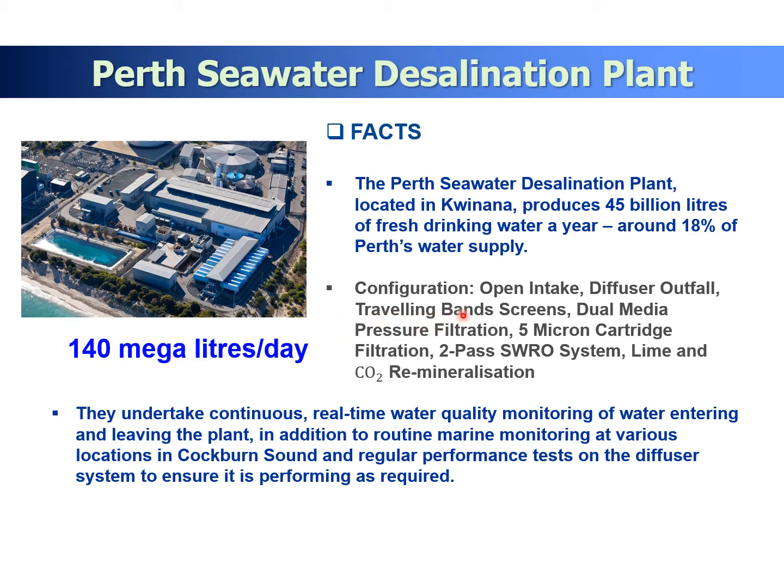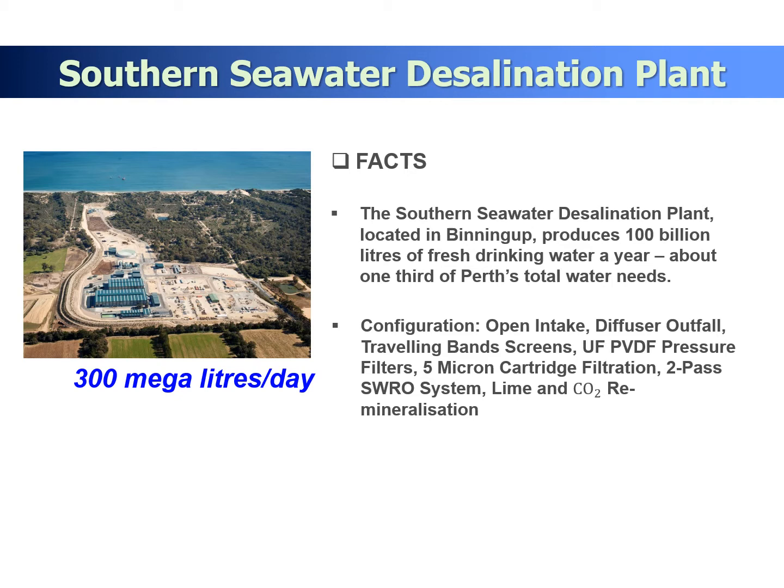this plant has band screens, dual media filtration, 5 micrometer cartridge filtration, a second pass seawater reverse osmosis system, and lime and CO2 remineralization. The Southern Seawater Desalination Plant is very closely located to the Perth Desalination Plant, 300 megaliters per day, with band screens, ultrafiltration, PVDF, which is the polymer name, and pressure filters, 5 micron cartridge filtration, a second pass seawater reverse osmosis system, lime and CO2 remineralization.